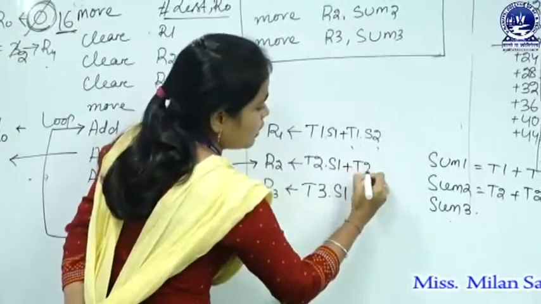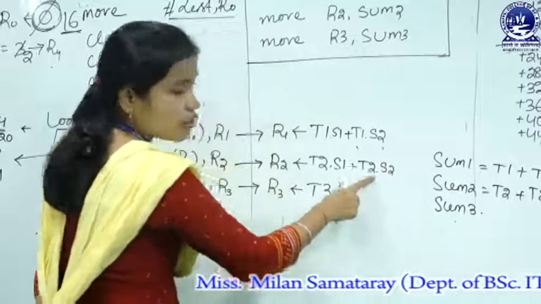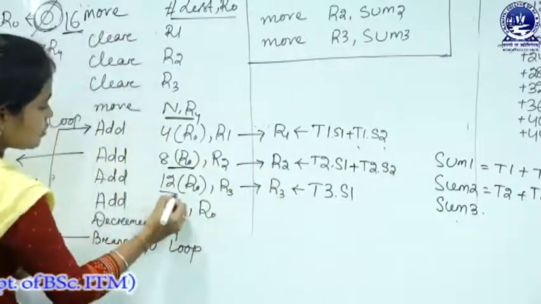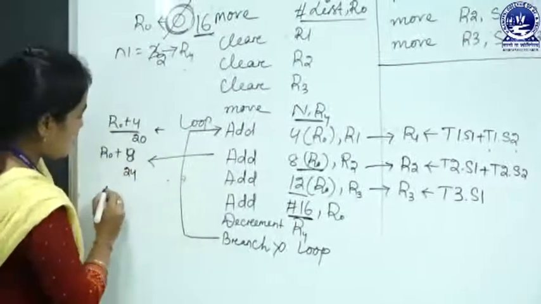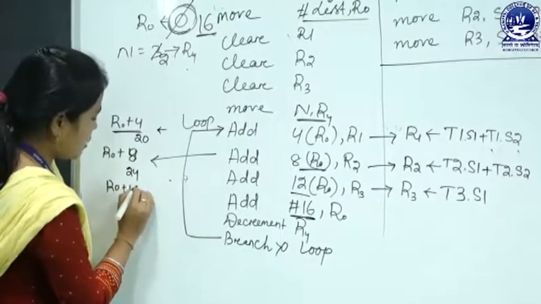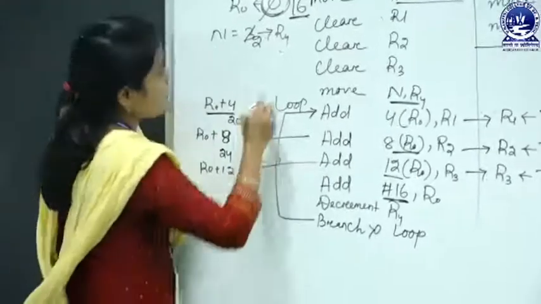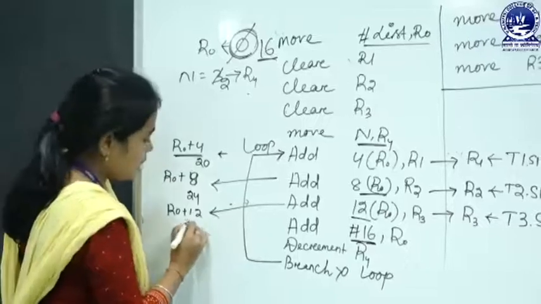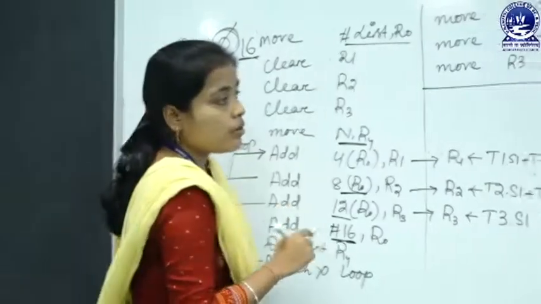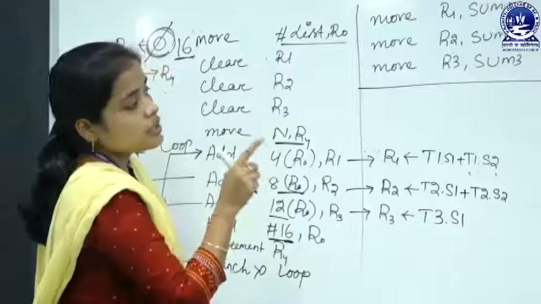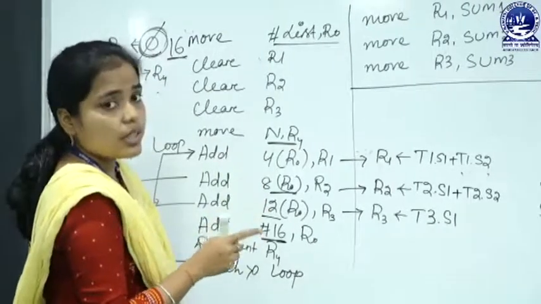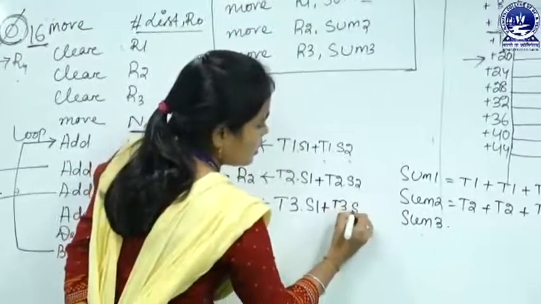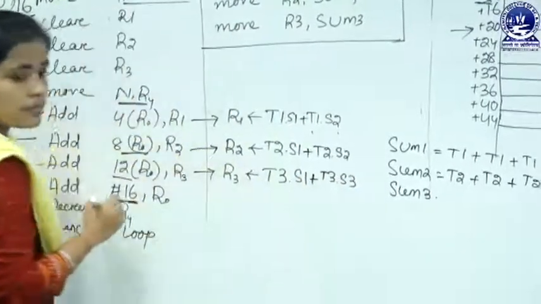So, we have to add the test result of student 2 and store it in R2, and then like this 12. So, you have to add R0 plus 12 here. What is the content of R0? 16 plus 12, it is 28. So, what is the 28 memory location holds? It holds the test 3 result of student 2, second student. So, I can write T3 dot S3.